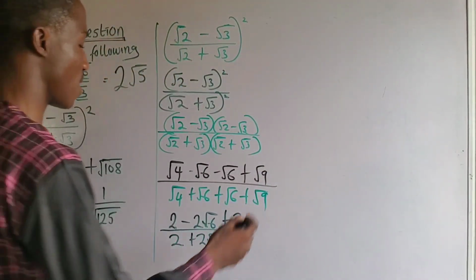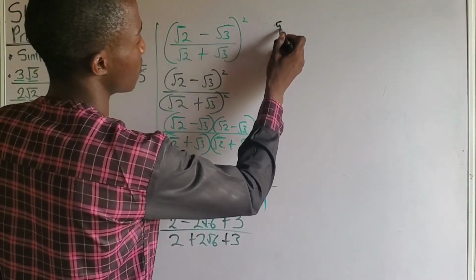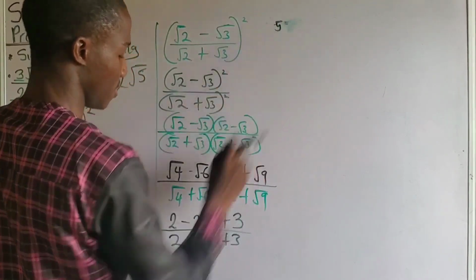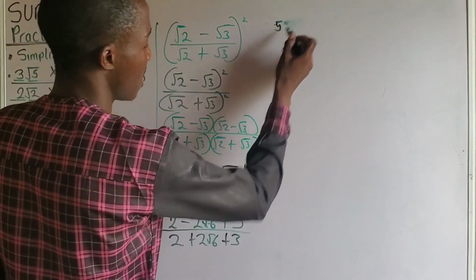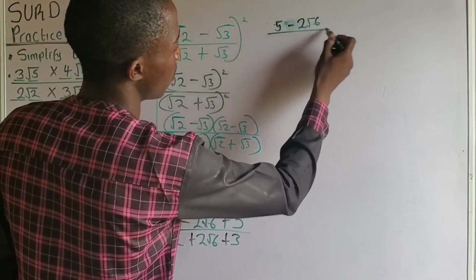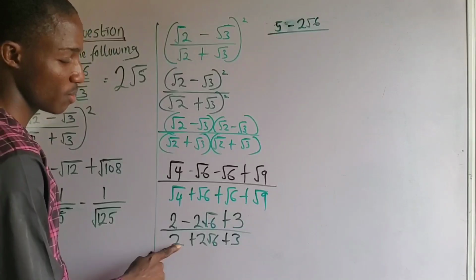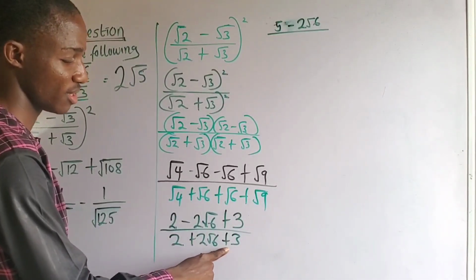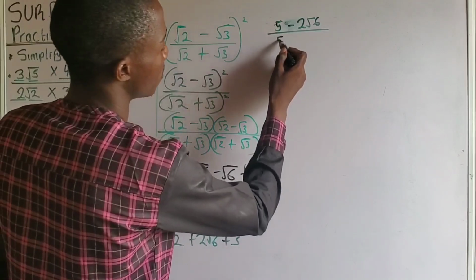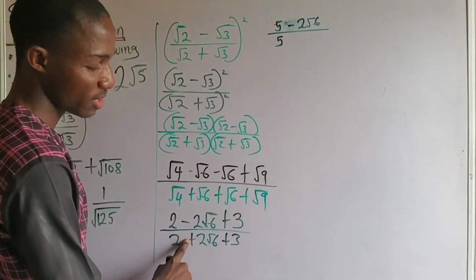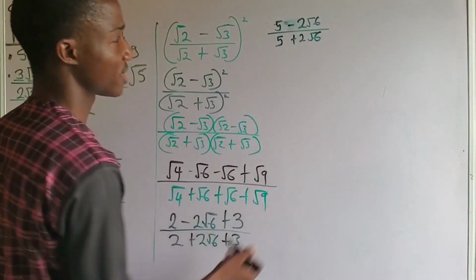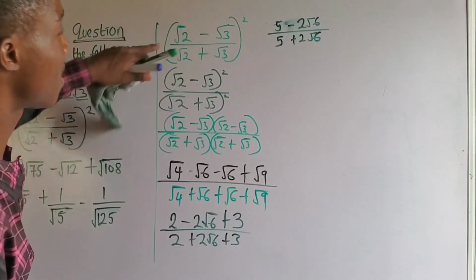So, for this, I'm going to have 2 plus 3 is 5. I'm going to have 5 minus 2 root 6 minus 2 root 6 all over. Now we have 2 plus root 6 plus 3. 2 plus 3 will give us 5. So I'm going to have all over 5. Then we have a positive 2 root 6 here. I'm going to have plus 2 root 6. Do you understand?